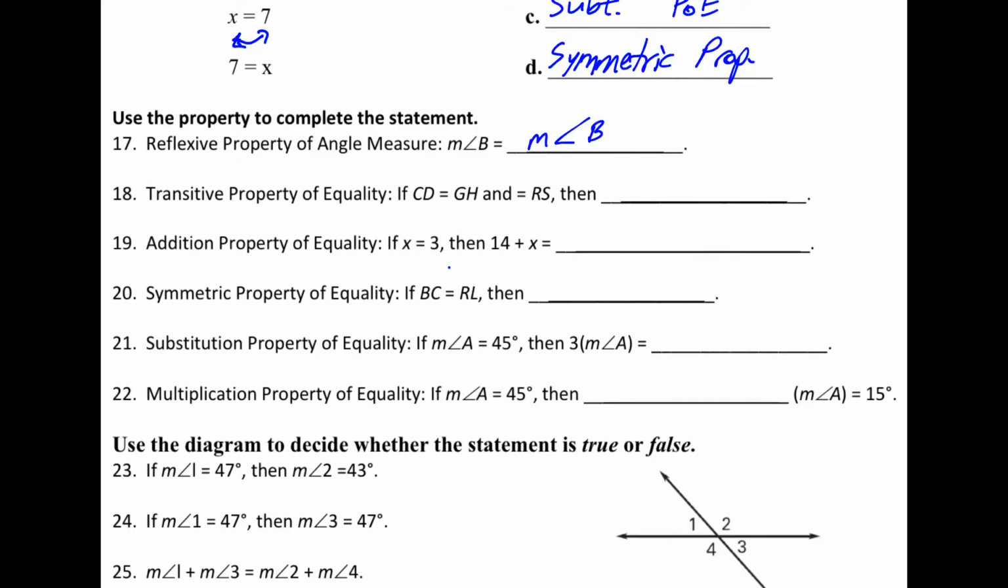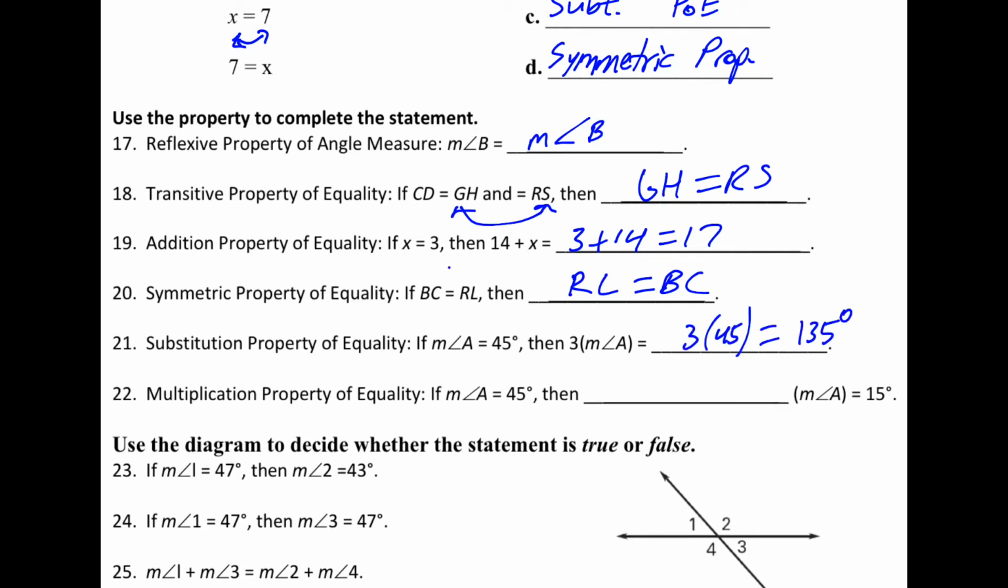In 18, the transitive property says that if CD is equal to GH and RS, then GH is equal to RS by the transitive property. For 19, if we add 14 to one side, we add 14 to the other, and we should get 17. For 20, the symmetric property, we just reverse the order. For the substitution property, we replace the measure of angle A with what it's equal to, and then we multiply to get 135 degrees. And for 22, to get from 45 to 15, we have to divide by 3, which is the same thing as multiplying by 1/3.